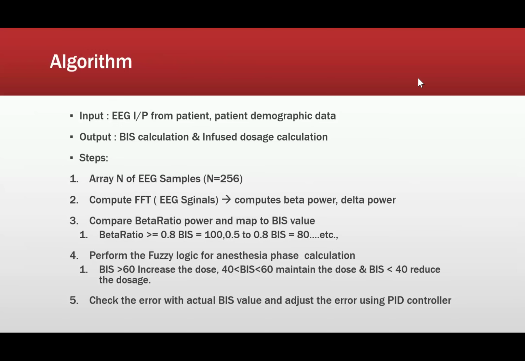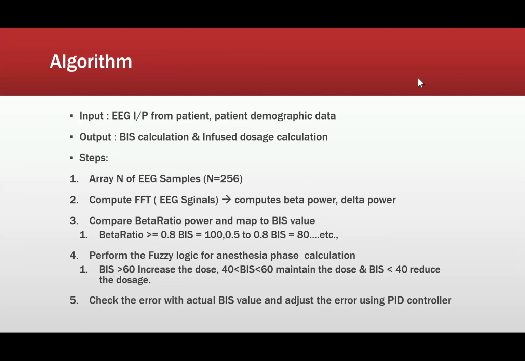So coming to the algorithm, the input fed to the system is the EEG from the patient, and patient demographic data will be given. The patient demographic data is nothing but patient age, weight, height details, and other information of the patient. Finally, the system is going to calculate the BIS and the infused level of the doses from the algorithm.